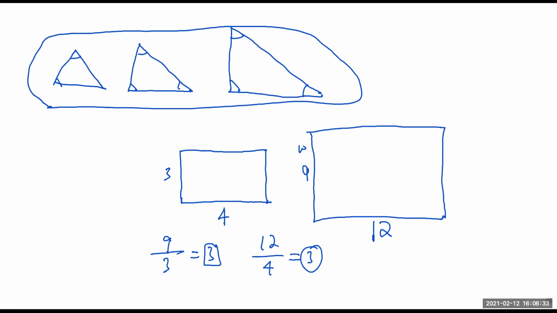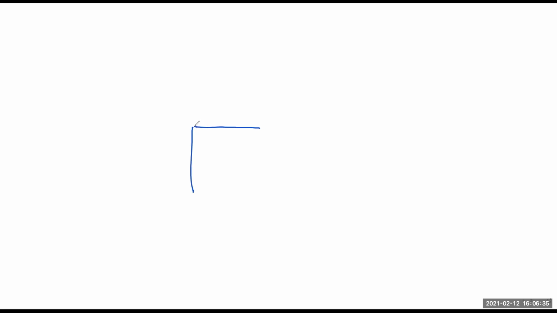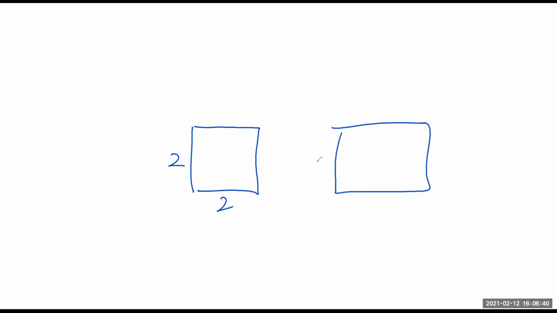Perfect. And if you have something like this, where this is 2 by 2 and this one is 4 by 6, then they are not similar, because 4 over 2 is 2, but 6 over 2 is 3. That won't work. So we know it doesn't work.